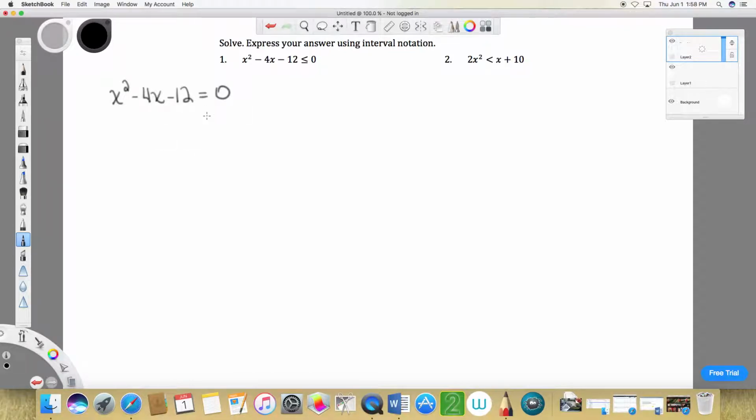Now, the quadratic formula will always solve this equation, but many times we'll be able to factor it. With the leading coefficient of 1, it's not that difficult to factor. We see that x minus 6 times x plus 2 will do the trick, because negative 6 times a positive 2 gets us negative 12, and when you add negative 6 and positive 2, you get negative 4. So this has two solutions, x equals 6, x equals negative 2.